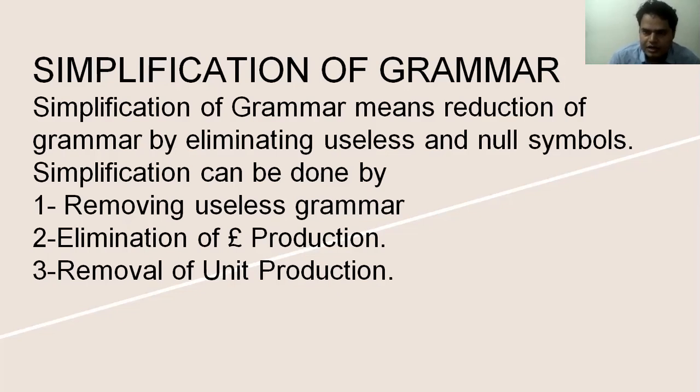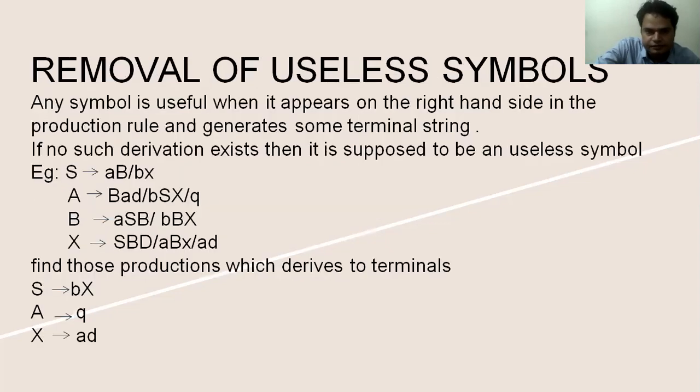So we all know that useless grammar and useless people, nobody wants them in our organization or on this earth also. The same phenomenon we use here. We remove useless grammar, eliminate epsilon production, and remove unit production from the grammar. Then after that we apply the parsing technique and produce optimized grammar for our production.